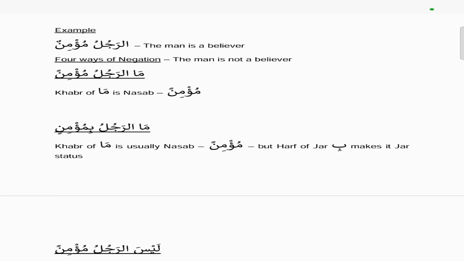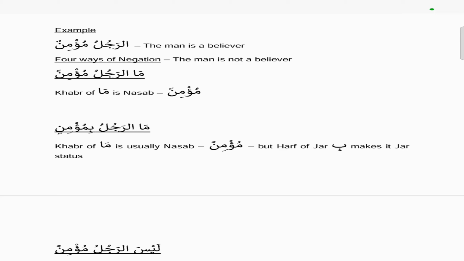So there's 4 ways of negating this, which means the man is not a believer. So that's what we want to say. So we can either just use ma by itself. So we say ma ar-rajulu mu'minan, and you notice that the khabar of ma is nasab, because the ma is a sister of kana, and any kana and its sisters, so any of the incomplete verbs, the fi'l naqis, causes the khabar to become nasab. That's why mu'minun has become mu'minan, it's taken the nasab status.